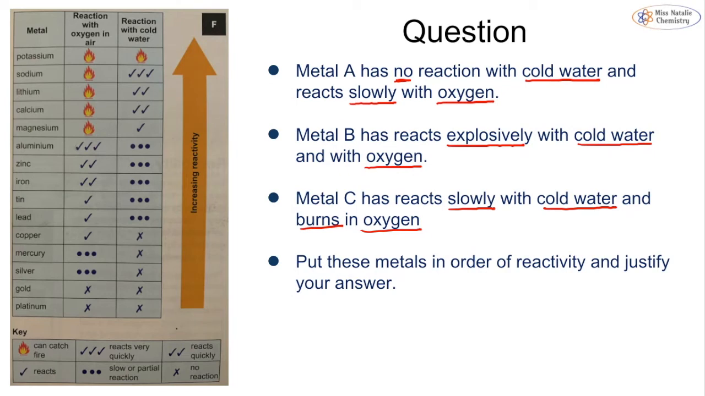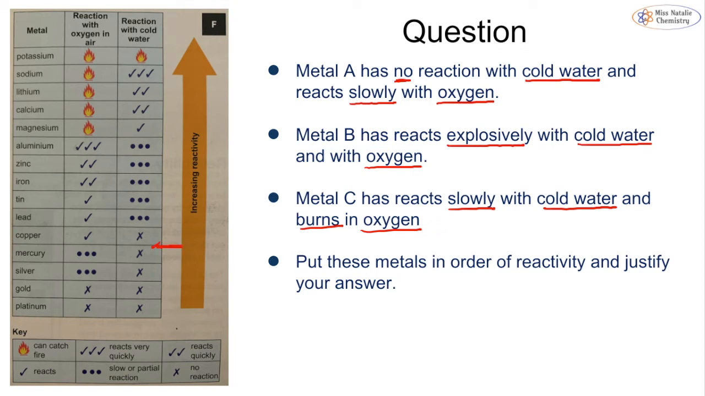Now we want to put these metals in order of reactivity, and we want to justify why that is. So the first thing that you want to do is figure out where the metals are going to sit in the reactivity series. So we will use the key to help us here. For metal A, it has no reaction with cold water. So we want to go up to where we have all the crosses, so we can see between lead and copper. And it's probably going to be in there, and it's going to react slowly with oxygen, which means then it must be below copper.